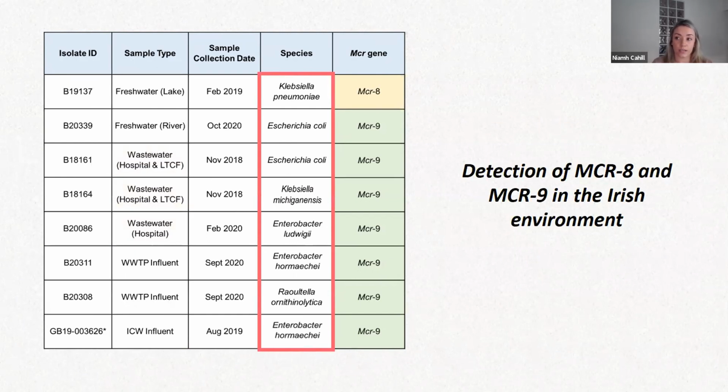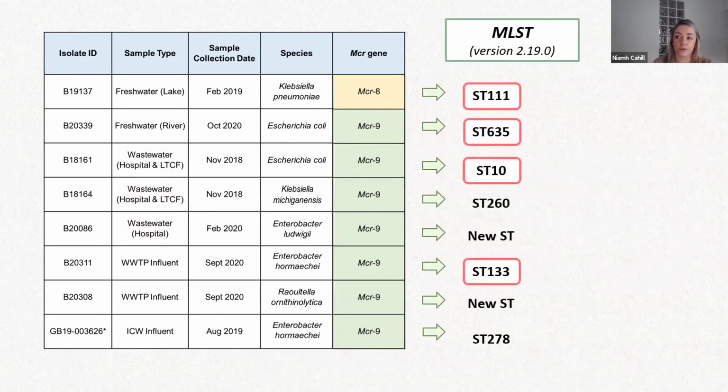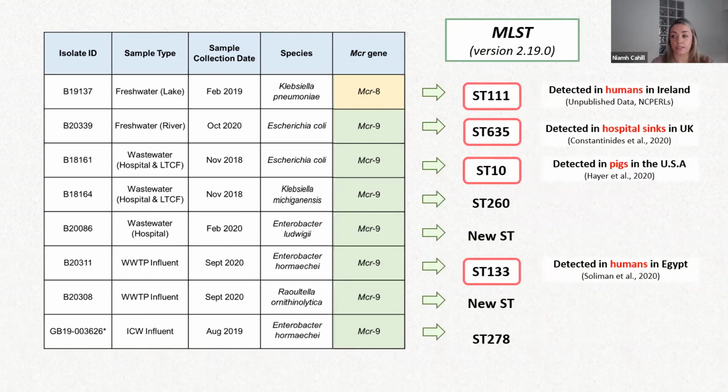A variety of different species were detected. These are all Enterobacterales species, and they included Klebsiella, E. coli, Enterobacter, and Raoultella. They were found to belong to a variety of different sequence types, which we characterized using MLST. A few of these have been detected previously in humans in Ireland, in hospital sinks in the UK, in pigs in the USA, and in humans in Egypt.